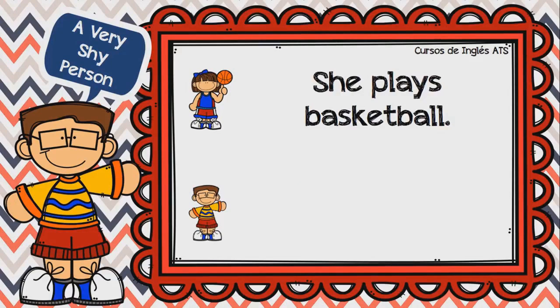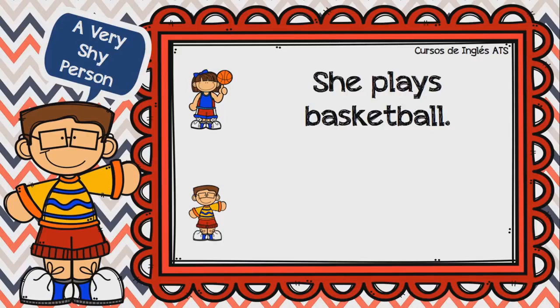She plays basketball. What do you think? Is this sentence in the simple present or the verb to be? ¿Qué dices tú? ¿Verb to be o simple present? ¿Simple present o verb to be? Sí, está en el simple present. ¿Y cómo sabes?